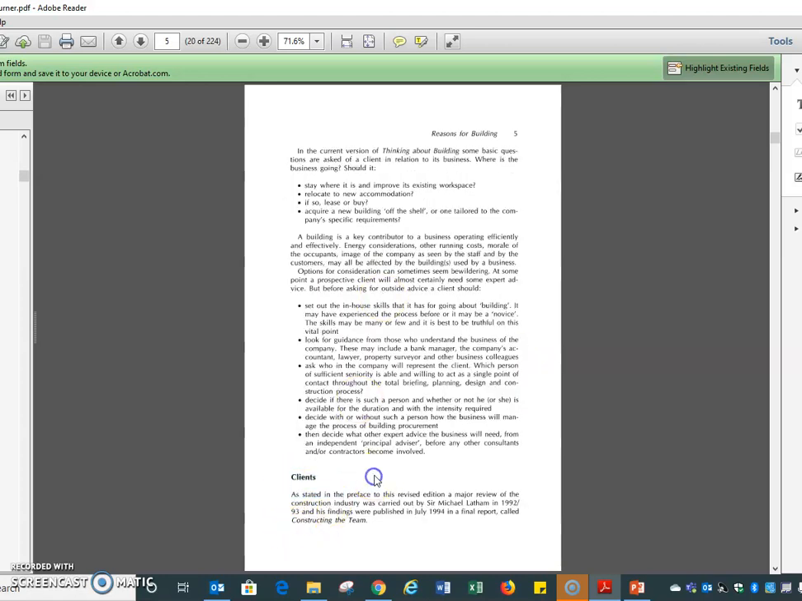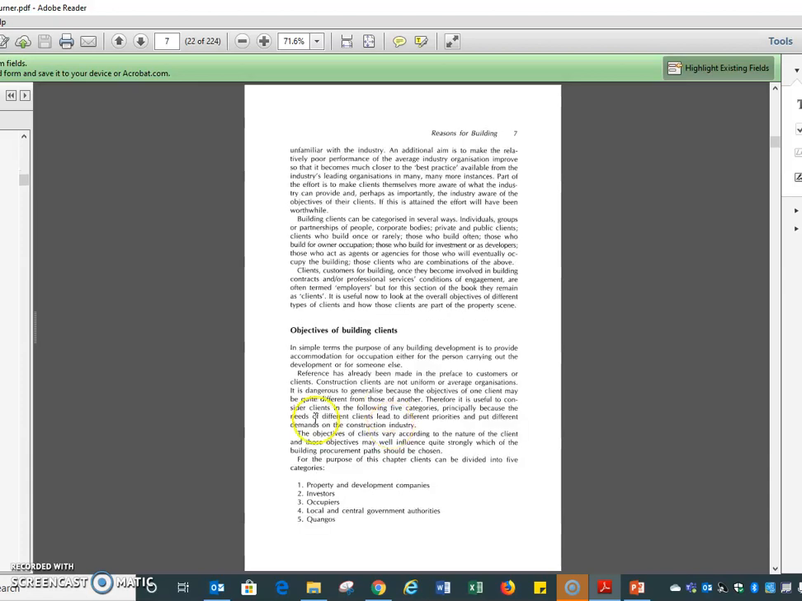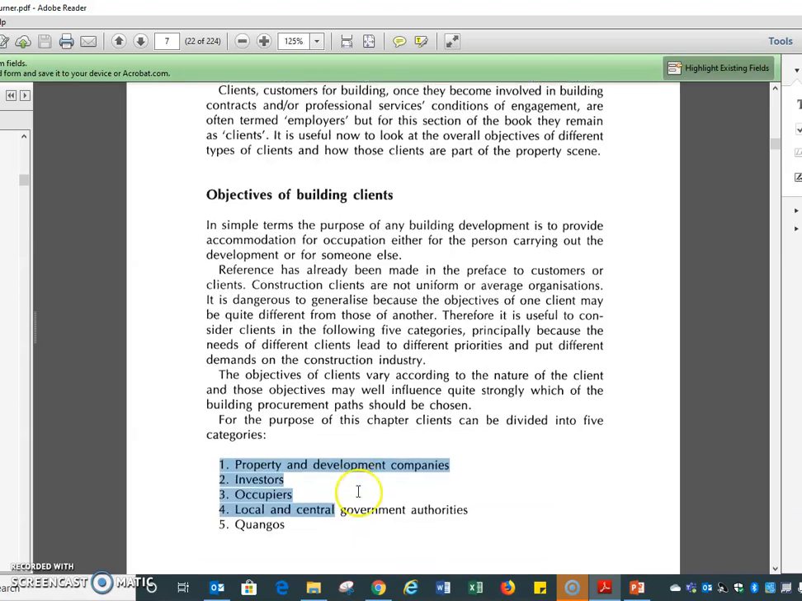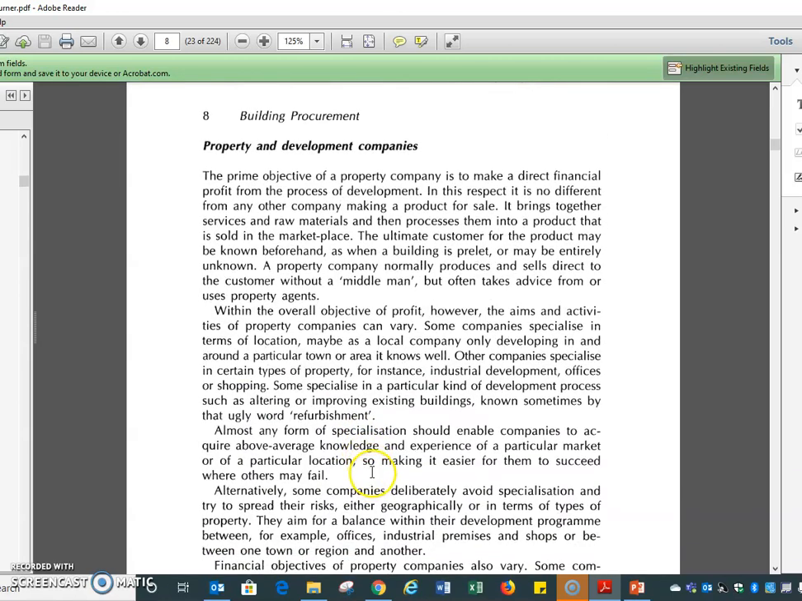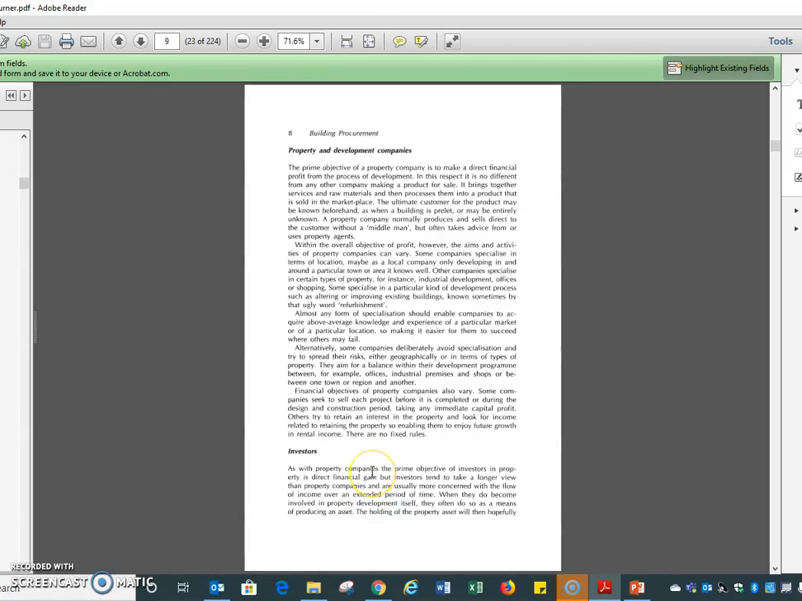You can see clients here, where we discussed five types of clients. You can read about these five types of clients in the next five pages.